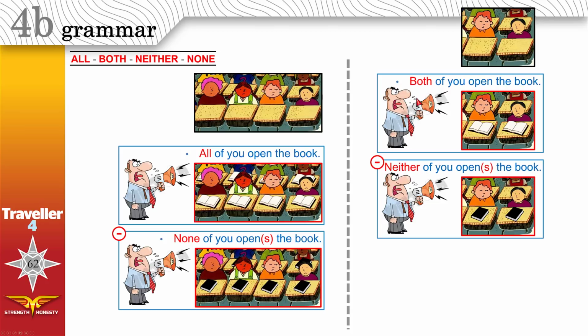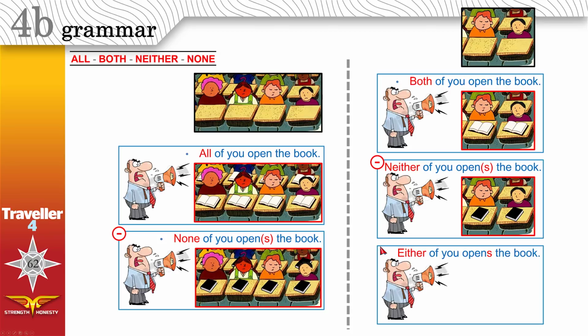So both and neither, 2 people or things. All and none, more than 2. None and neither, negative meaning. Neither and none can take a singular or a plural verb. Neither of you open, or neither of you opens the book.